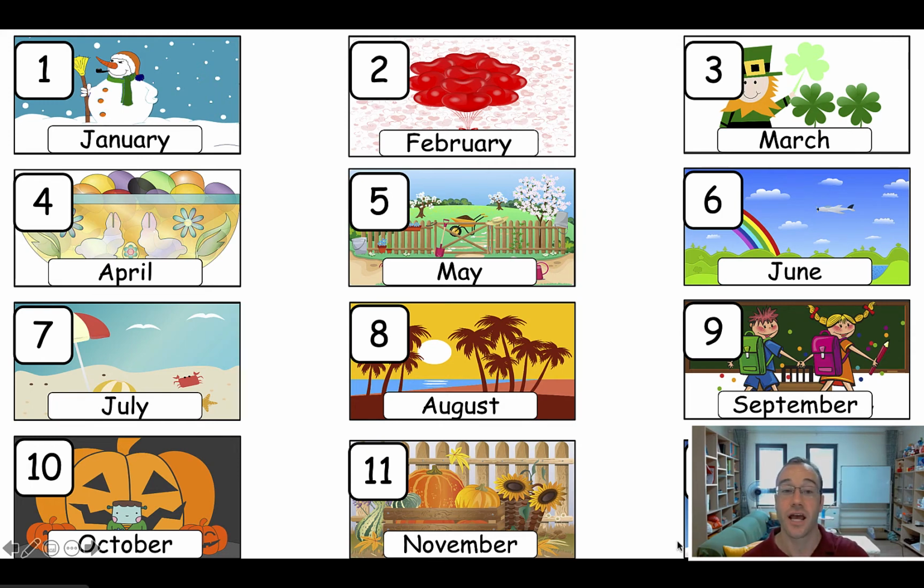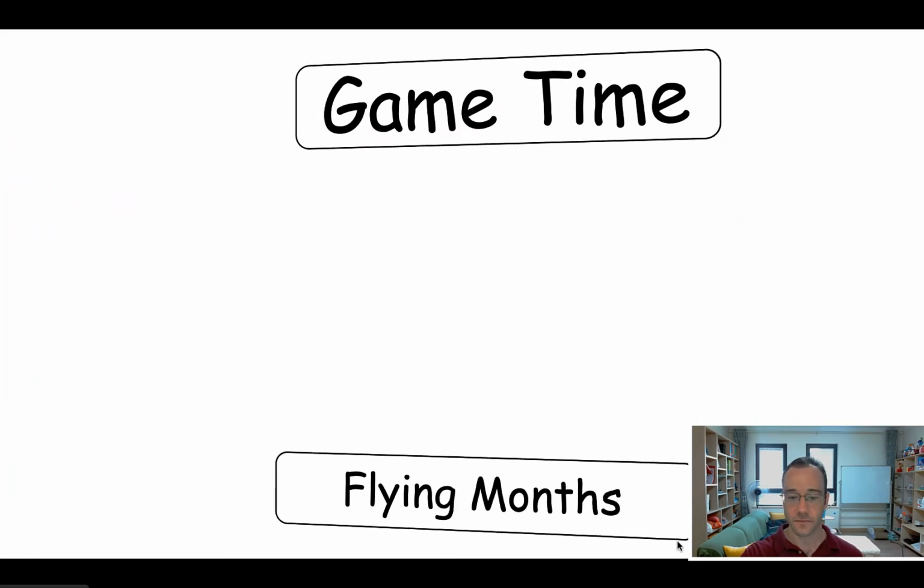And then I switch it and I'll say the number and they say the month. So I say 6, they say June. This is just a very, very simple game to get them to quickly produce the language. Okay, and then we have another game.